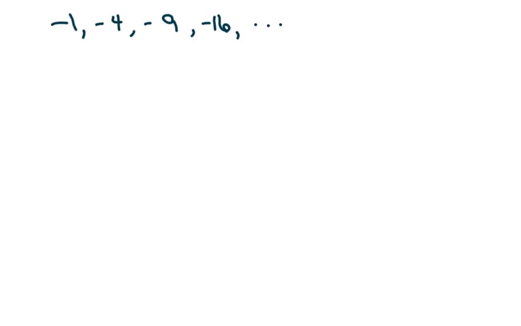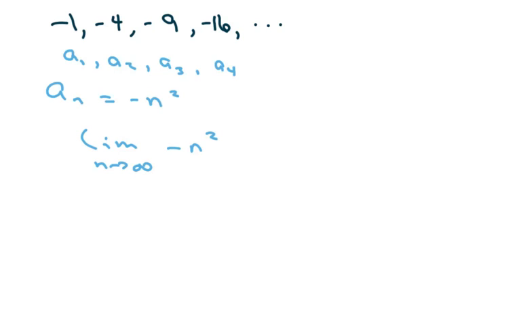So for number 1, if I write the nth term, remember this is a sub 1, a sub 2, a sub 3, a sub 4, and my nth term therefore would be negative n squared. Well, basically when you take the limit as n approaches a huge number of negative n squared, you're just going to go to negative infinity. Therefore, no limit exists. You can just tell by looking. That's just going to keep growing. So no limit exists.